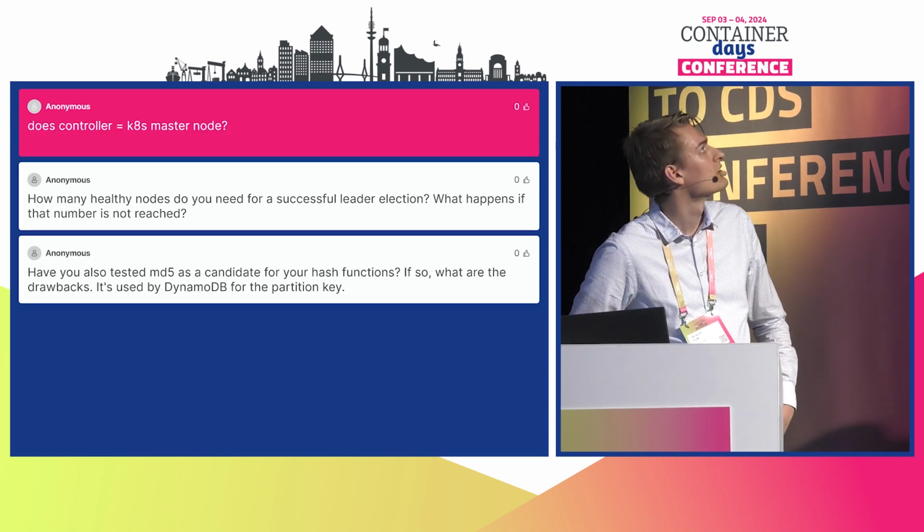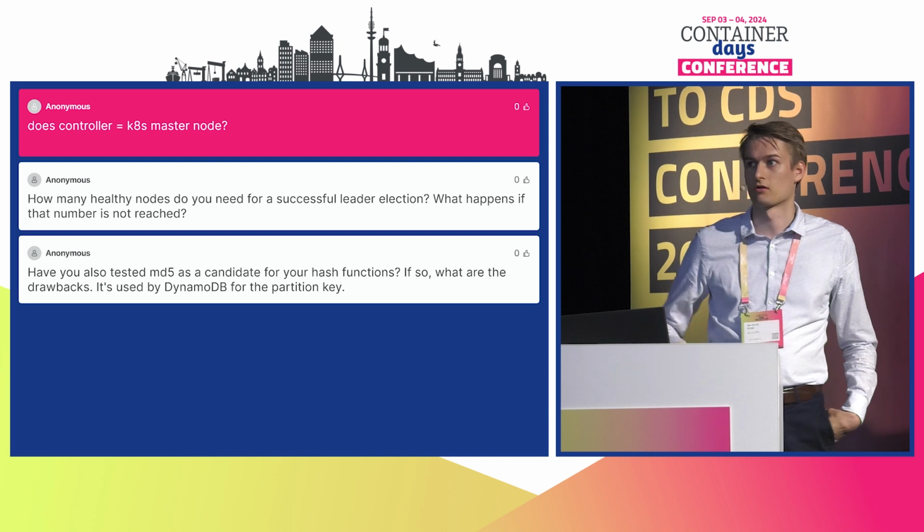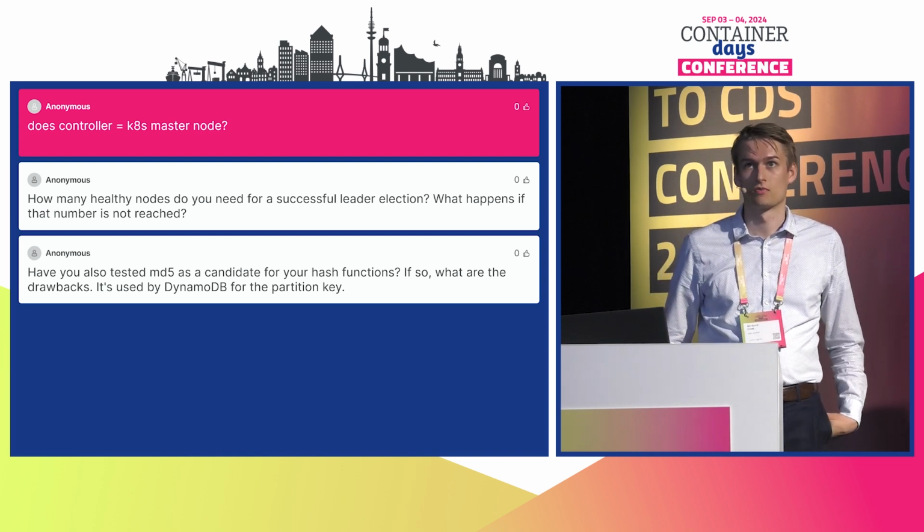The next question is, does the controller equal the K8's master node? I think this is just a clarification. Yeah, no, controller means pod here. So a normal Kubernetes controller that handles changes on CRDs, basically.